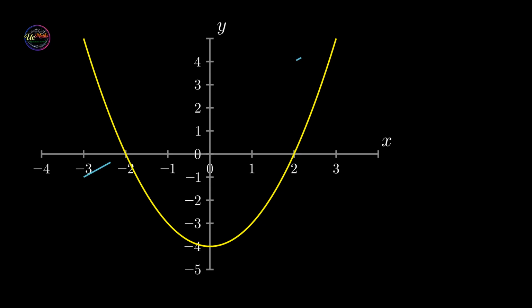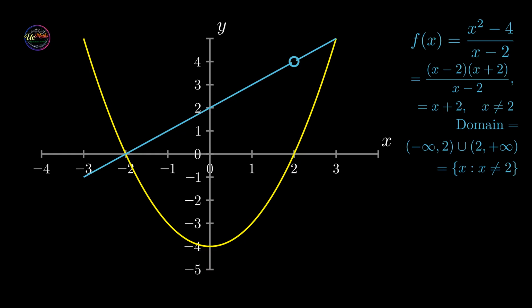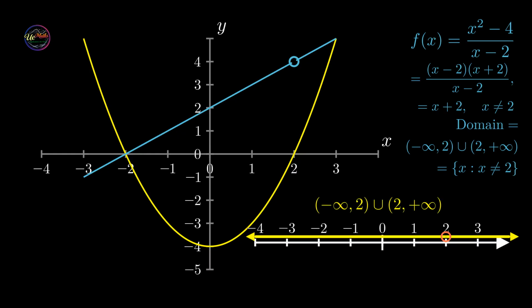The blue curve shows f of x equals x squared minus 4, divided by x minus 2. The denominator is x minus 2, which equals 0 when x equals 2. Division by 0 is not allowed, so x equals 2 must be excluded. Now let us factor the numerator. X squared minus 4 is a difference of 2 squares. It factors as x minus 2 times x plus 2. The factor x minus 2 appears in both the numerator and the denominator. We can cancel it, as long as x is not equal to 2.